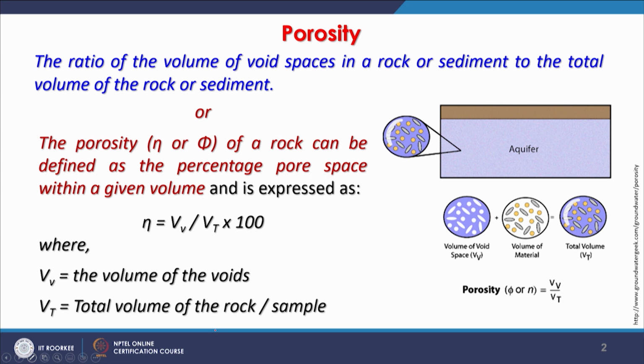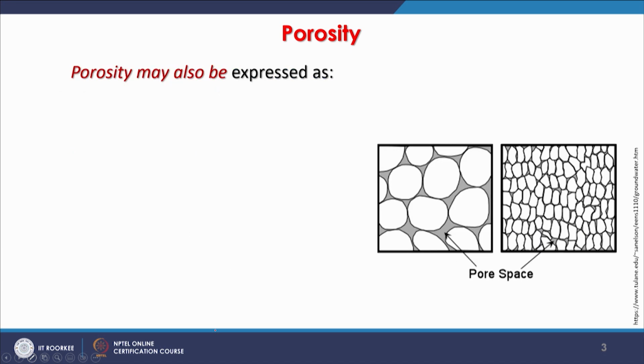Generally porosity is tested in the labs, but in natural situations it is just an estimation of what kind of porosity is there, and you can take a sample and then test it in the lab. Porosity may also be expressed as rho equals 1 minus rho d upon rho m, so we can also write the equation like this.